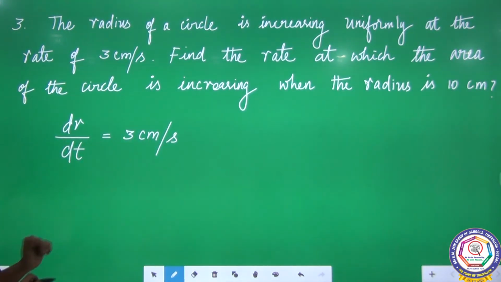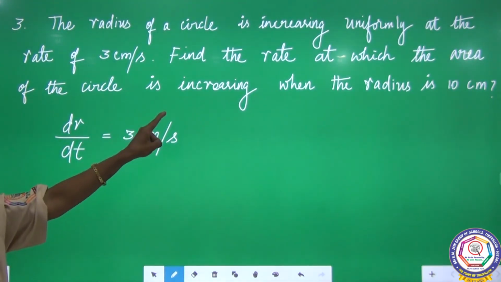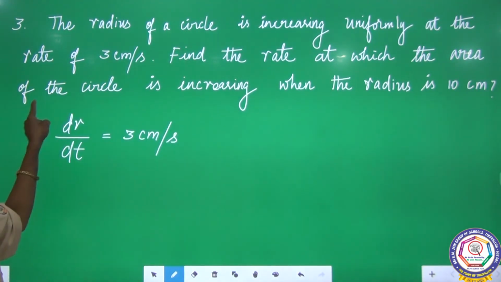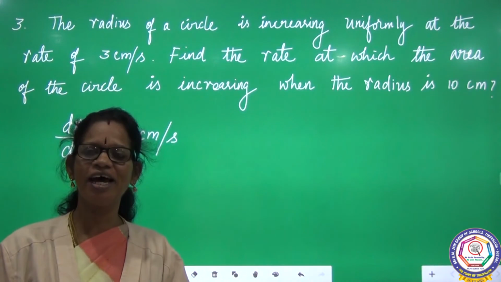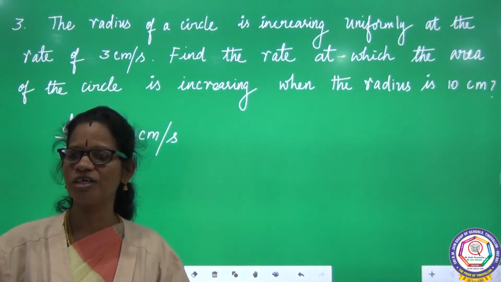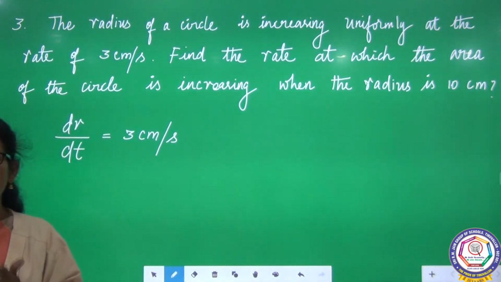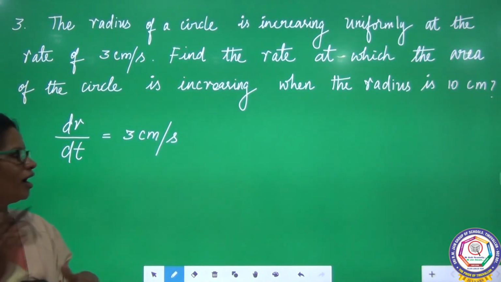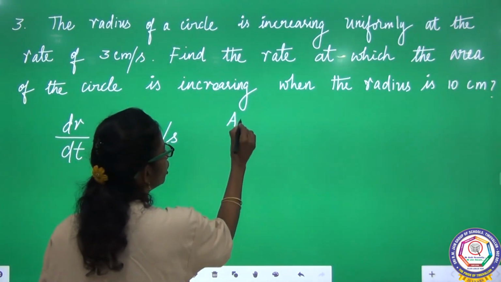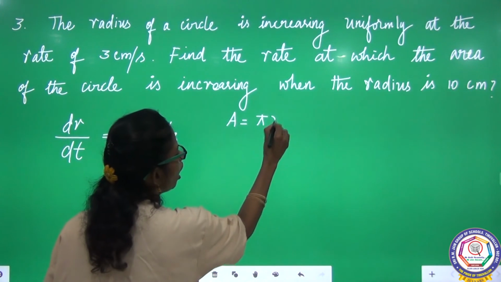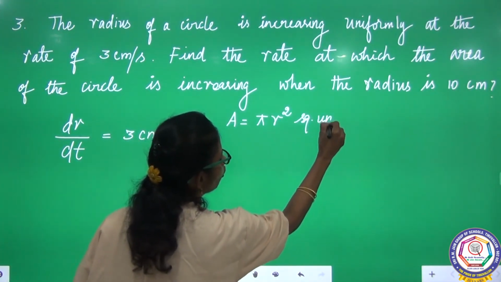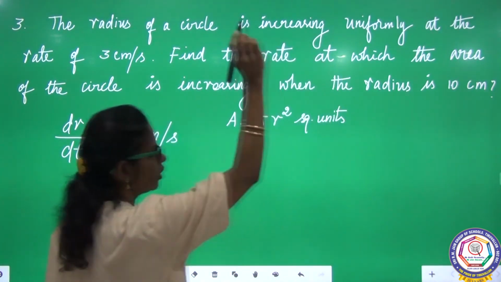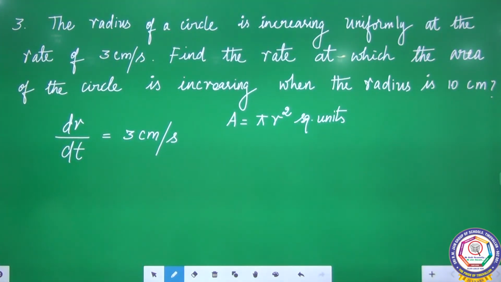Now, next what they are asking: find the rate at which the area of a circle. The area of a circle, the first question I discussed, right? What is the area of a circle? Area equal to pi r square, right? Area equal to pi r square units, right? Area equal to pi r square.